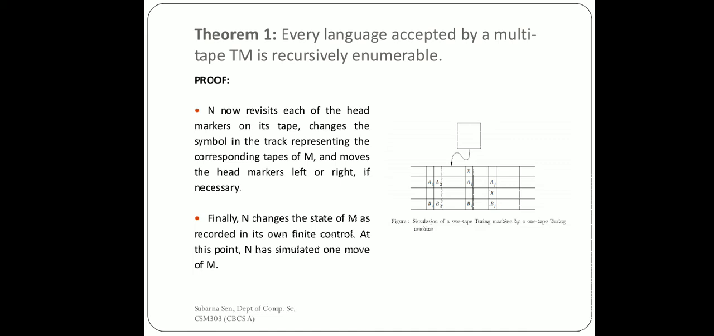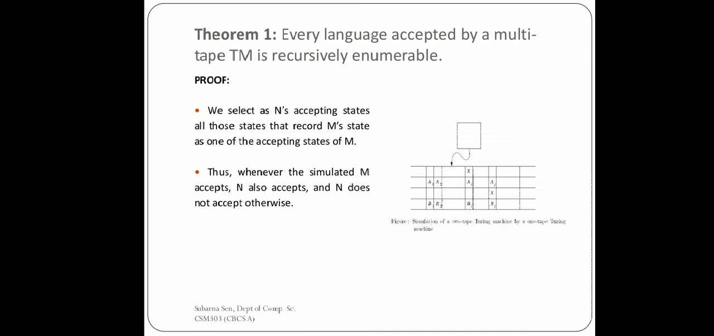So finally N changes the state of M as recorded in its own finite control. At this point N has simulated one move of M, right? So in this fashion N has simulated only one move of M. In this fashion it can simulate all the moves, right?